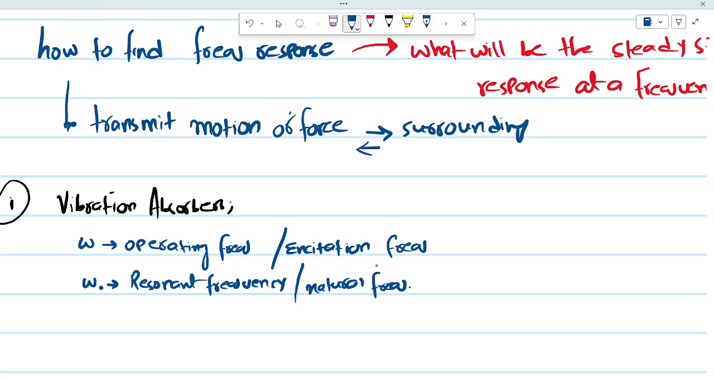So in that case, what we do, we add a device called the vibration absorber. What this device does, it's actually a mass spring system itself, and it increases the degrees of freedom of the system, and we'll see that.